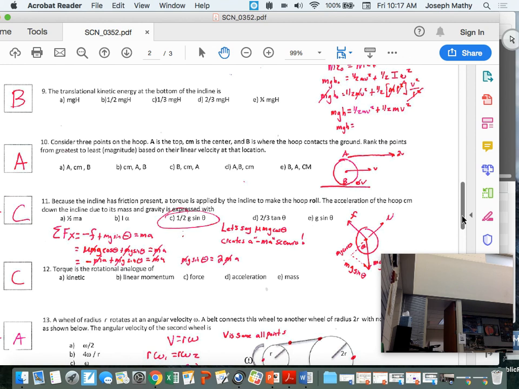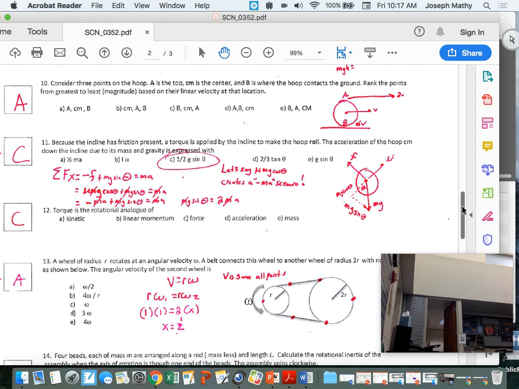You know what you got to do with 11? You have got to do a mental trick. You've got to say that mu mg cosine theta, which is the force of friction, creates a negative ma. So, in a real mathematical world, mu mg cosine theta plus mg sine theta equals ma. That'd be great if they would have left it up in here. So we had to make a substitution where we know the force of friction reduces according to negative ma.